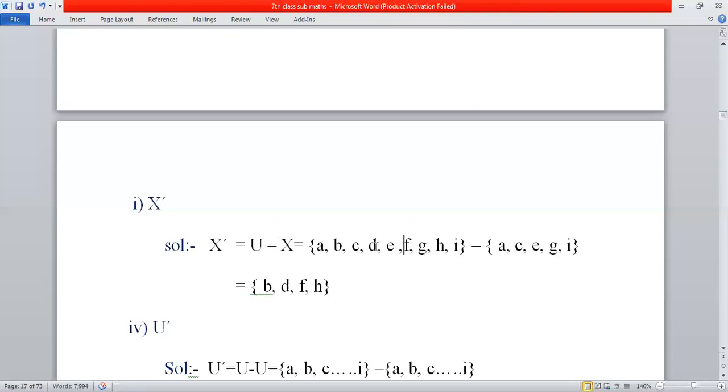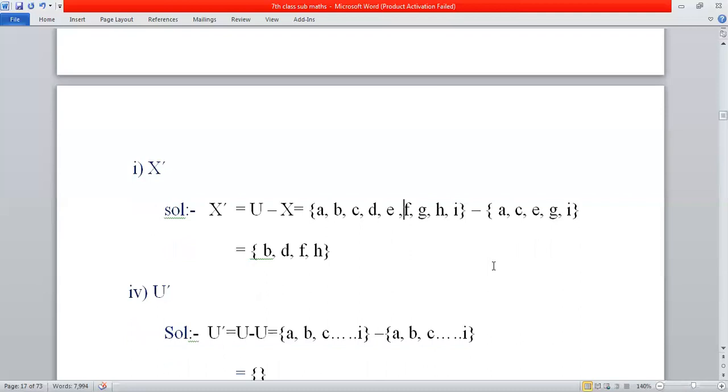Now D is not present in the second set, it will come in the answer. Then the next one, E, is present in the second set, it will be subtracted. And now F is not present in the second set, it will come in the answer. G is present in the second set, subtracted. H is not present in the second set, it will come in the answer. And I is present in the second set, so it will be subtracted. So in this way we have to find the x complement.